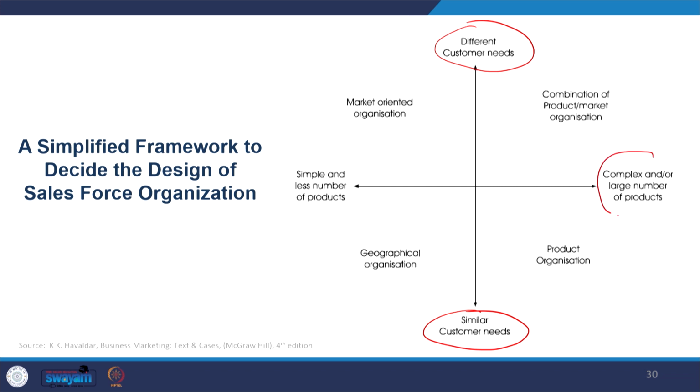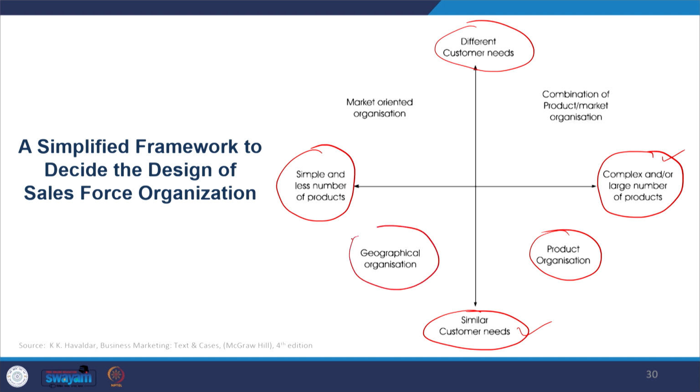So, complex or large number of products, and this is simple and a lesser number of products. What it says is when the product is complex, has a large variety, and the customer needs are simple, or similar kind of needs they have, here the product structure should be followed. But when the needs are similar, but there are only simple and fewer products, which generally happens in the case of small and medium enterprises, the structure that should be followed is a geographical orientation.